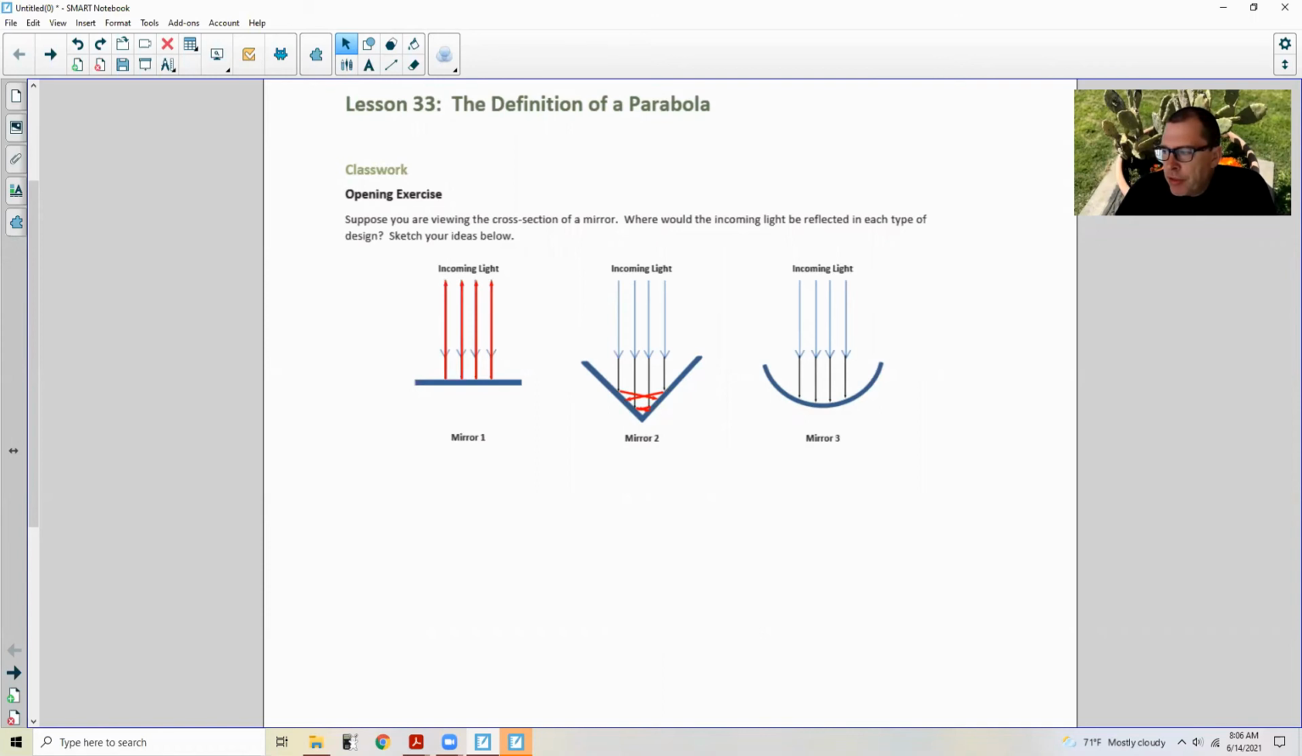And now mirror 3, which looks like a parabola, would look like this. Okay, so each of these would bounce off, but the interesting thing that occurs with a parabola is they all bounce and they hit a point right here, all of them reflected up to this point. So if I didn't extend these red lines, they would have all stopped right here. And that is called our focus. That is the focus point of a parabola.